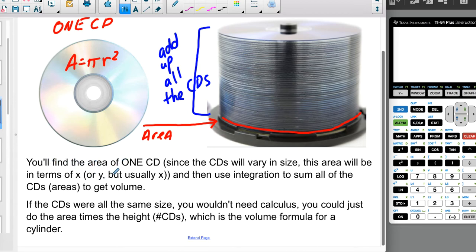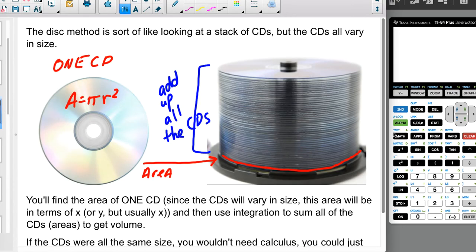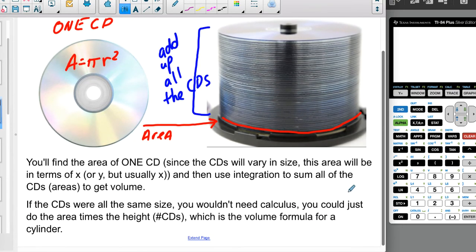But since these CDs are going to vary in size in our problem, not all of the CDs are going to be the same size. That one image doesn't quite work well, so I'll give you a better image in a sec. We're going to get different size shapes.